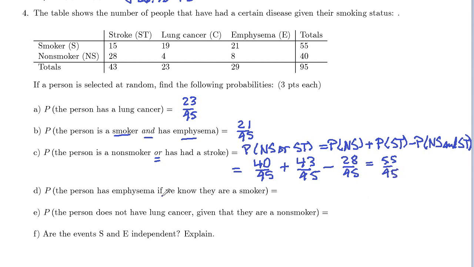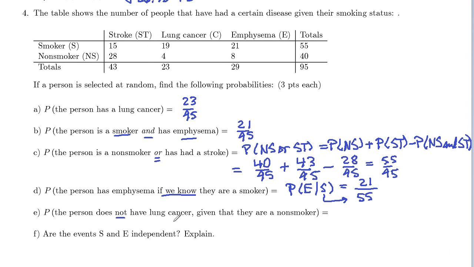Person has had emphysema if we know that they're a smoker. So now we have a given condition. It's given here that they're a smoker, so that means that they're in this first row. That restricts our total outcomes of 95 down to 55. So this is the probability that they have emphysema given that they are a smoker. This given condition restricts the total outcomes down to 55 because we're just in the first row. And then out of that 55, how many had emphysema? 21. So 21 out of 55.